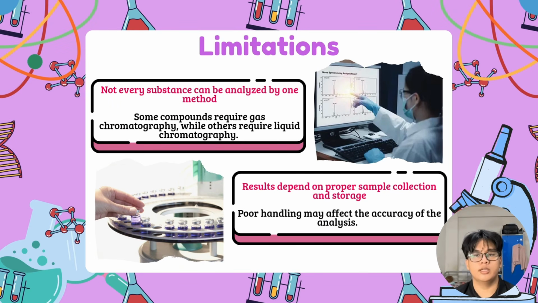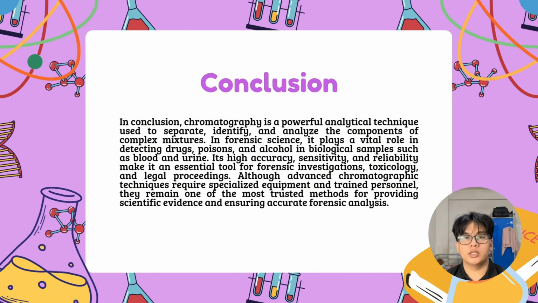In conclusion, chromatography is a powerful analytical technique used to separate, identify, and analyze the components of complex mixtures. In forensic science, it plays a vital role in detecting drugs, poisons, and alcohol in biological samples such as blood and urine. Its high accuracy, sensitivity, and reliability make it an essential tool for forensic investigations, toxicology, and legal proceedings.